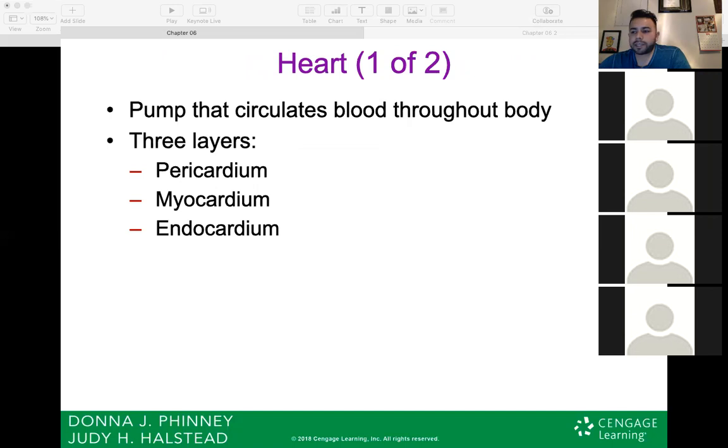The heart is a triangular shaped muscle about the size of a closed fist that works to pump or circulate blood throughout the body. There are three layers that cover the heart. The pericardium is the outer layer, and it's composed of a double-walled sac. The myocardium is a tough muscular wall, and the endocardium is the lining on the inside of the heart.